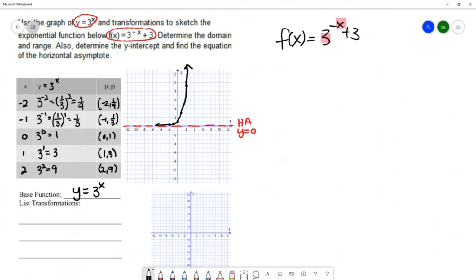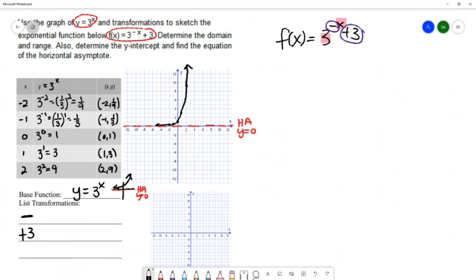We want to keep in mind that we have a graph that's increasing and that horizontal asymptote right on top of the x-axis. That's going to be very helpful when we try to graph with transformations shortly. So we have two transformations in this function. We have a negative and a plus 3.